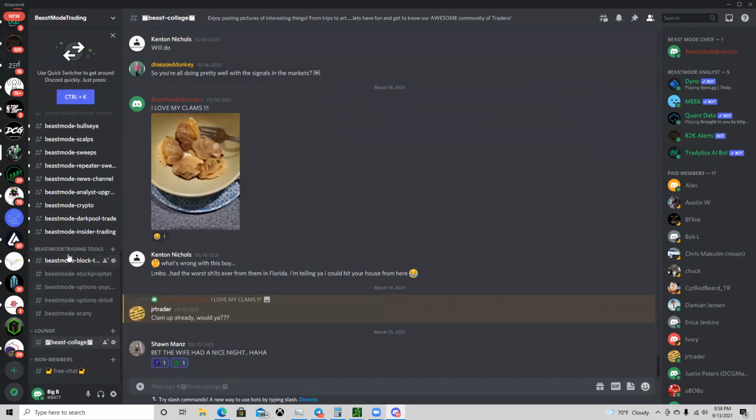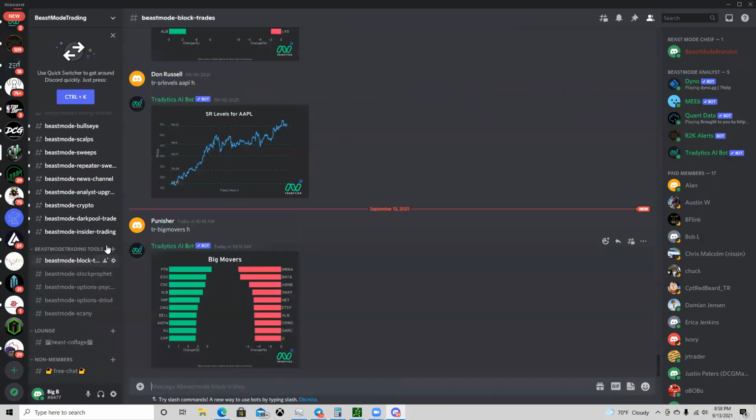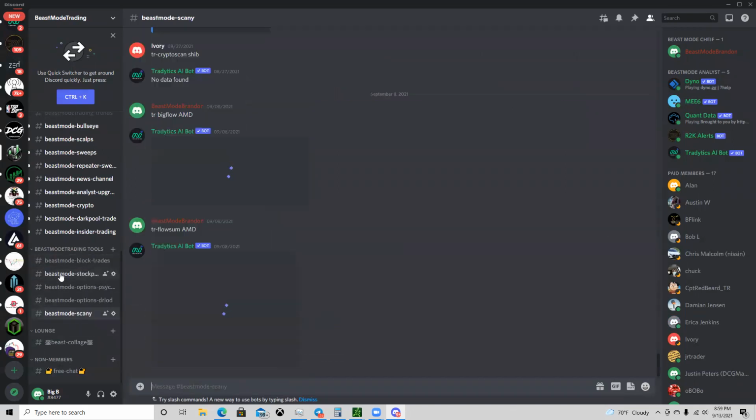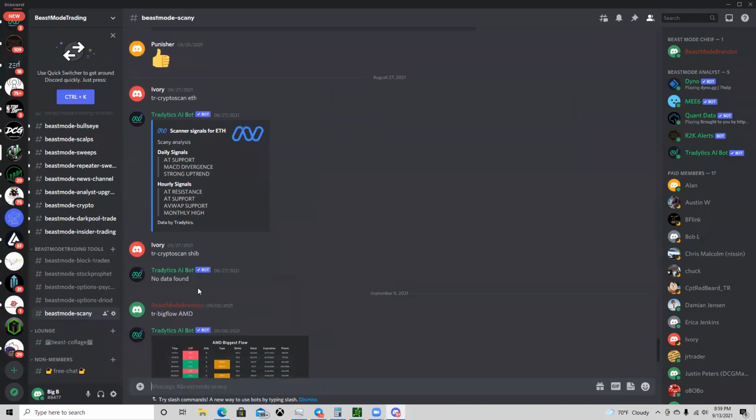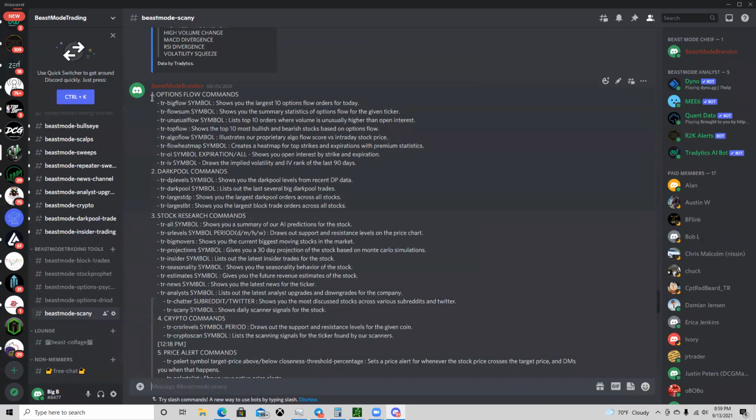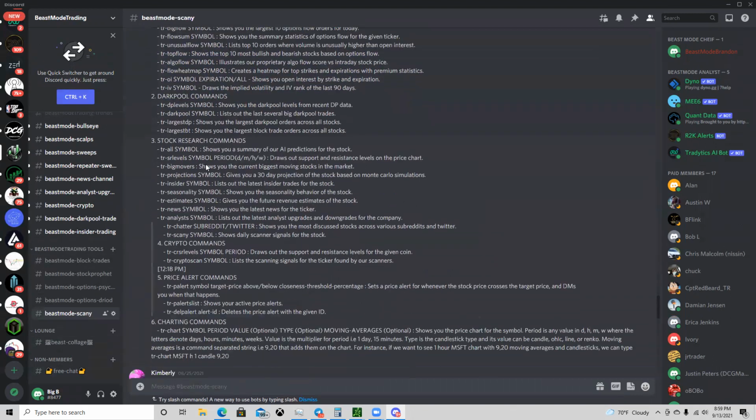Okay. And you're going to come up here to where it says Beast Mode Trading Tools. It is a self-inquiry robot that is installed in there. So basically, this is part of the premium as well. This is how this works. If you go down to the bottom, the Beast Mode Scanning, and you scroll up, you're going to have every single tool that you could type in.